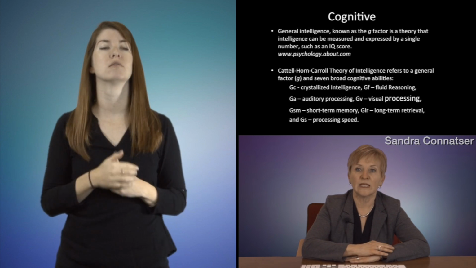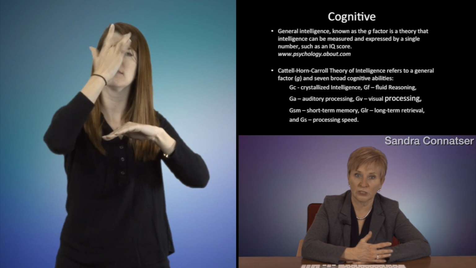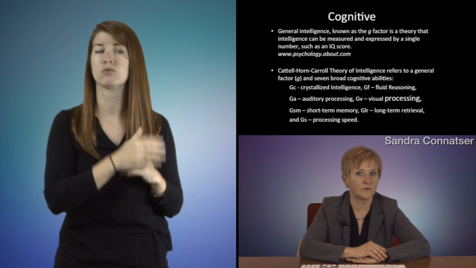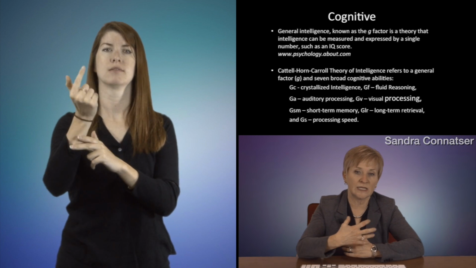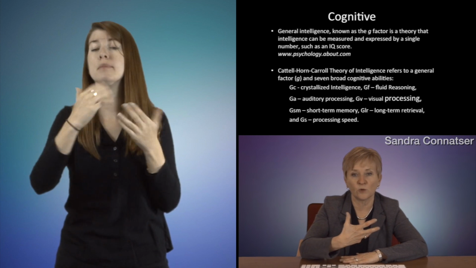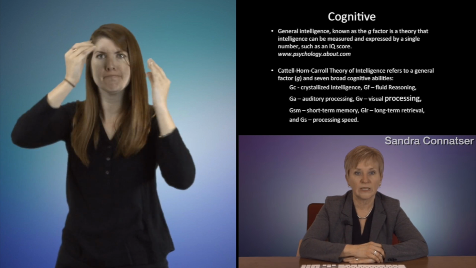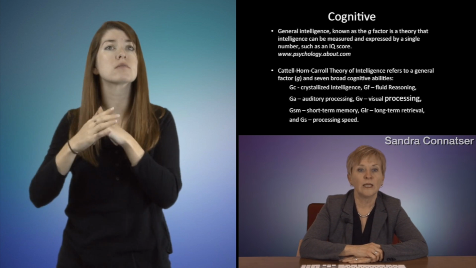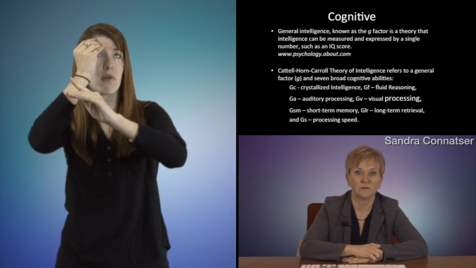The GC is crystallized intelligence. And that is information that has been learned over time, and we measure that information. GF is considered fluid reasoning. Fluid reasoning is when you are able to problem solve without necessarily having that verbal information. It might be new activities or things, novel activities that you have not seen before, but yet you are still able to problem solve. We can measure auditory processing skills. We can measure visual processing. We can measure short-term memory, long-term retrieval, and processing speed.